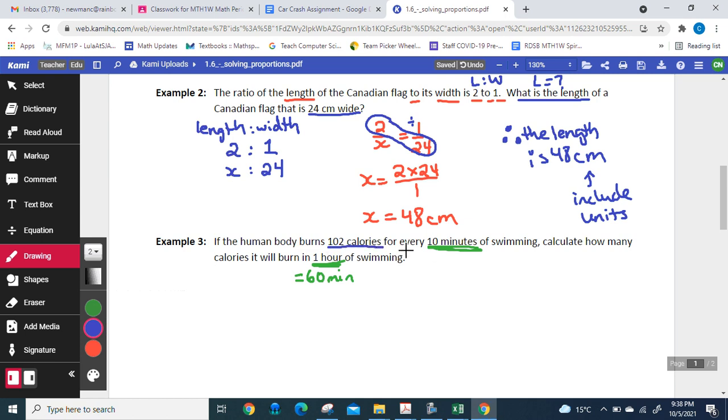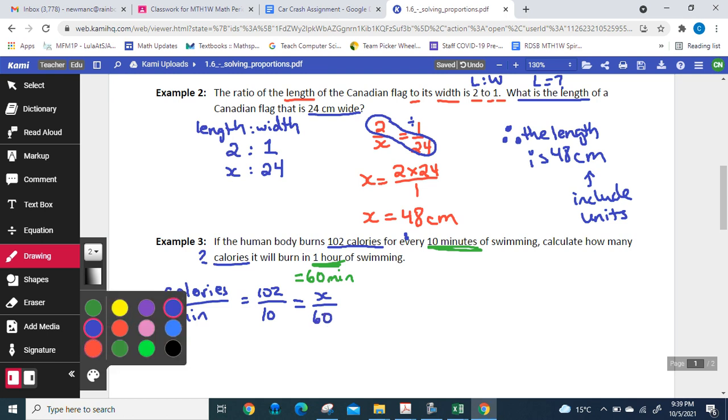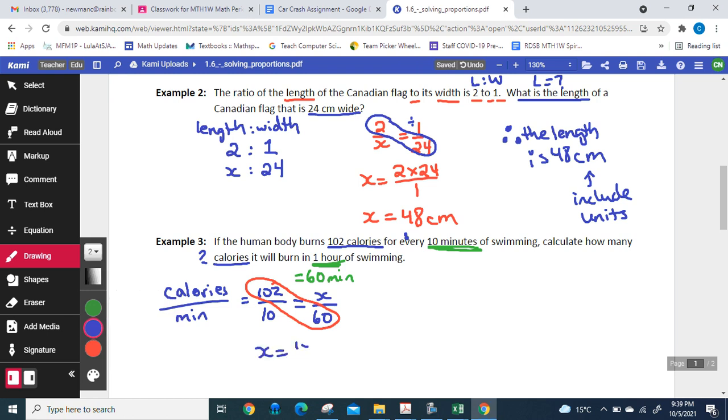So let's see. We've got 102 calories for every 10 minutes. So we're going to be setting this up. We'll set it up the other way this time. Calories per minute is what we're looking for. So in this case, we're going to do 102 calories in 10 minutes. And calculate how many calories. So the calories in this case is our question. And our time is down below, so that's going to be our 60 minutes. Cross multiply the numbers that are on a diagonal. So you get 102 times 60 divided by 10, because we divide by the number that's diagonal from the x.